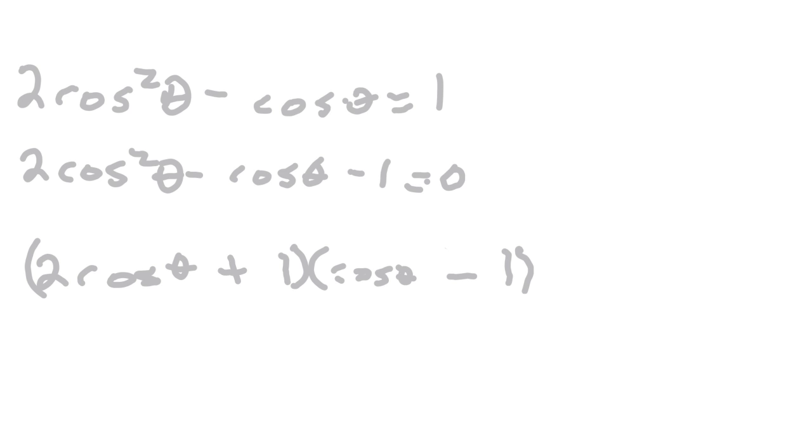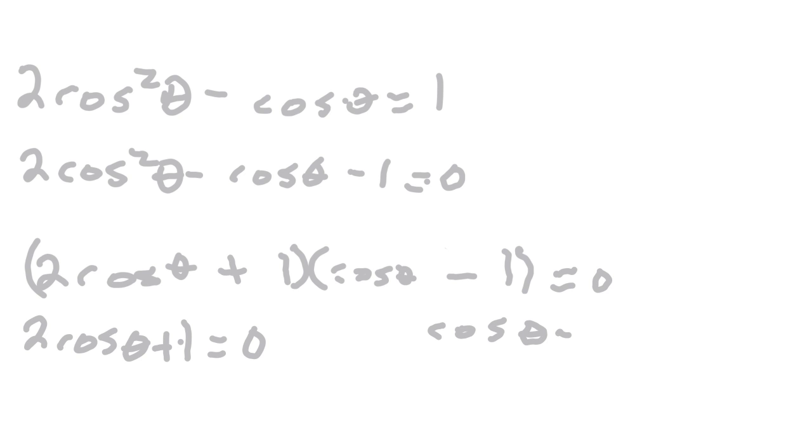So now I'm stuck with, how do I solve these two things? Well, this goes back to just basic algebra. I'm going to solve 2 cosine theta plus 1, I'm going to set it equal to 0. And then I'm going to say cosine theta minus 1 equals 0. Well, this one's easy. Cosine theta equals +1. So you want to know, where does cosine equal +1?